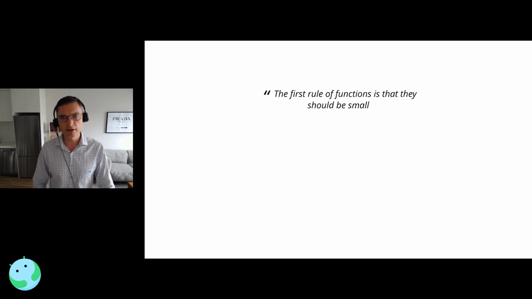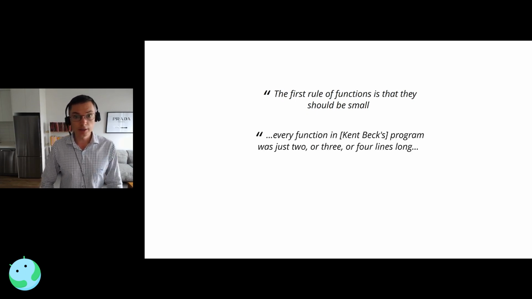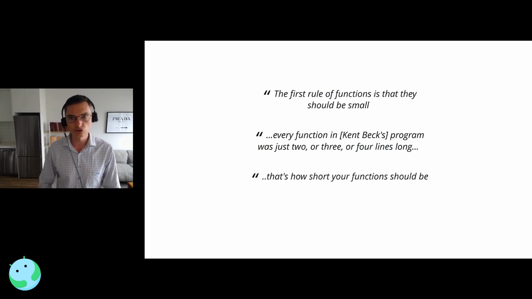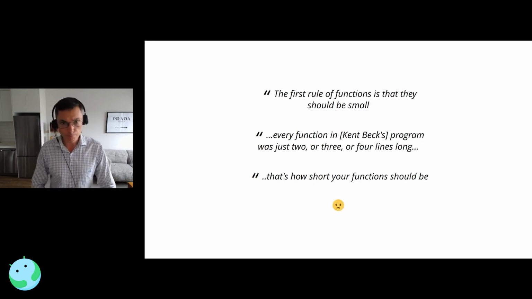Then we have some advice about function length. So the first rule of functions is they should be small. Every function in Kent Beck's program was just 2, 3, or 4 lines long, and that's how short your functions should be. Now, you might think this is just hyperbole, and in general, short functions are desirable, but let's have a look at some actual code examples from Clean Code.